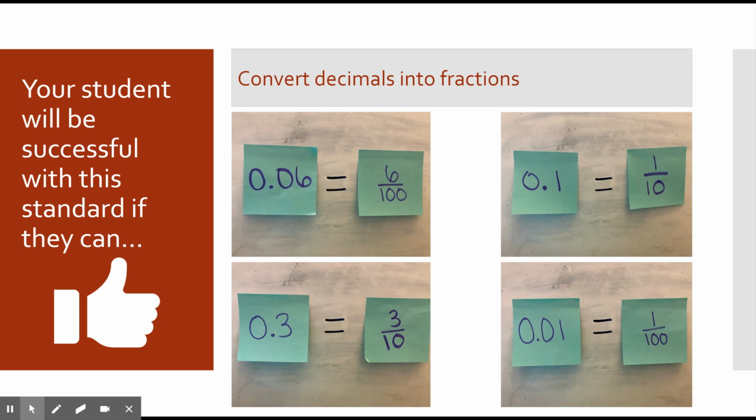One way students can demonstrate mastery of this standard is by being able to convert or change decimals into fractions. Students will need to have an understanding of the value of tenths and hundredths. A decimal with a value in the tenths place can be rewritten with a denominator of 10. A decimal with a value in the hundredths place can be rewritten with a denominator of 100.